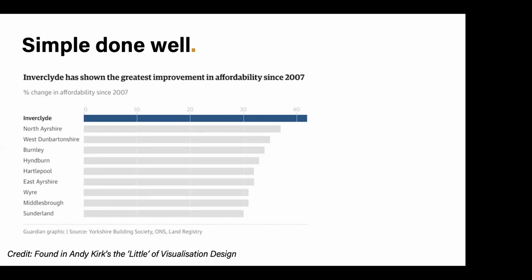So it shows that it doesn't have to be complicated. You don't have to be a data whiz to be able to do it. It's just thinking about those design processes.